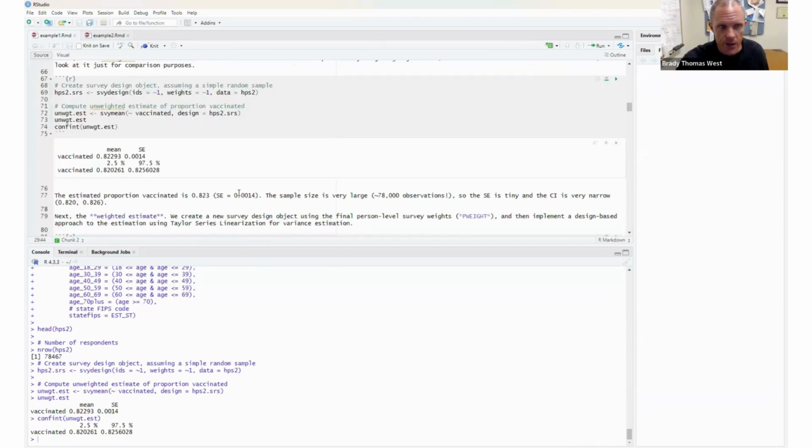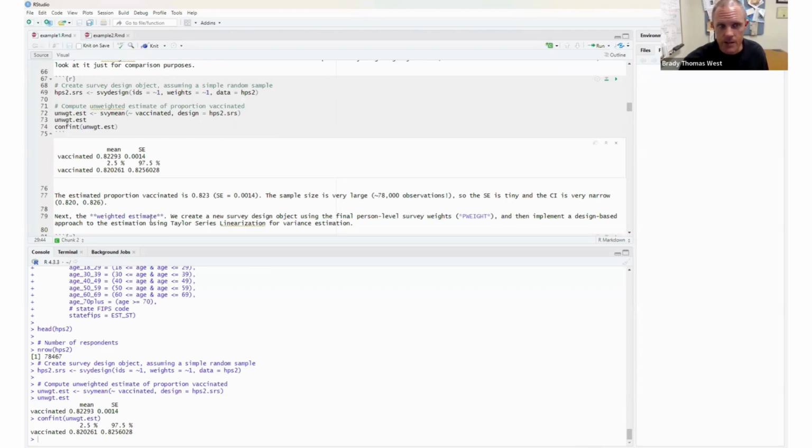And you see that the unweighted estimate of the proportion vaccinated is 82.3, or 0.823. Nowhere close to what the truth was. Far positive bias. That's based again on 78,000 observations. So shouldn't we get the right estimate? This is the big data paradox. We have 78,000 observations that are giving us an estimate that's biased by 20 percentage points. And this is the problem.